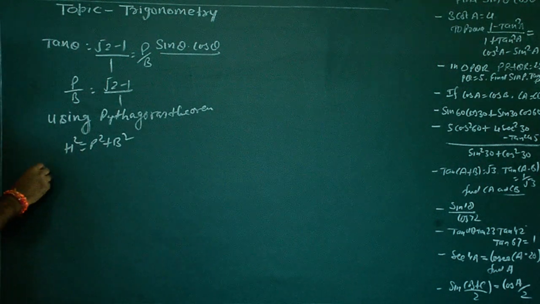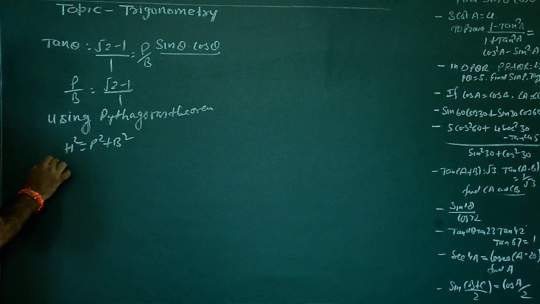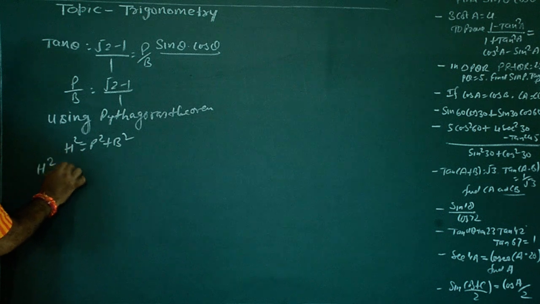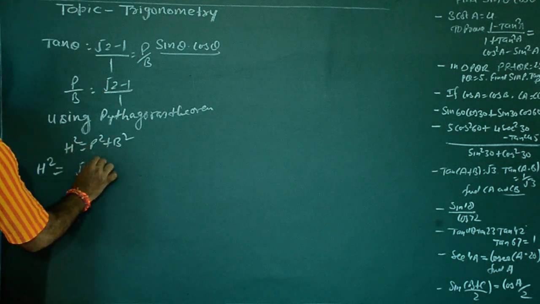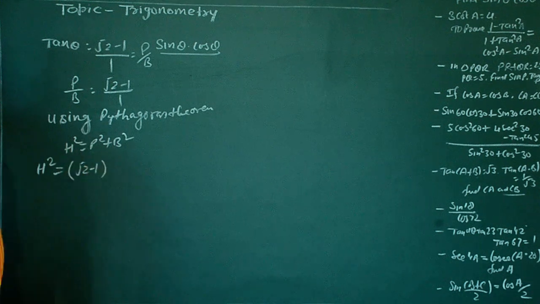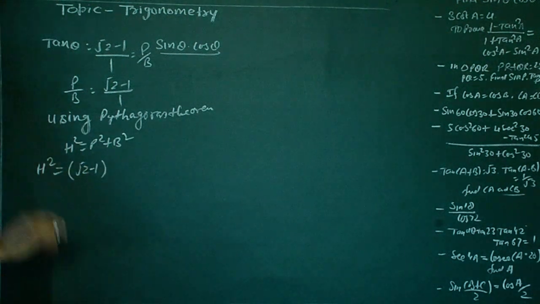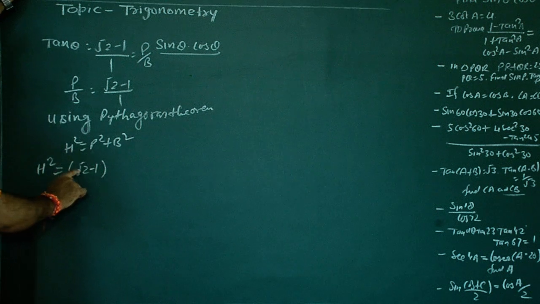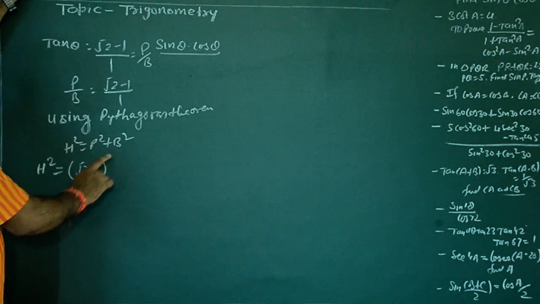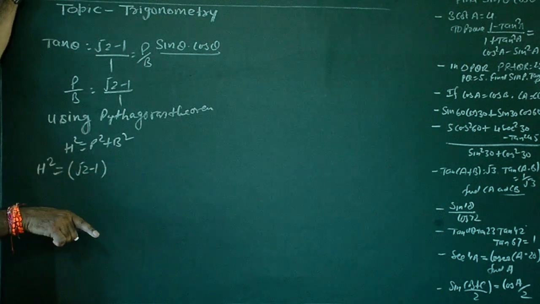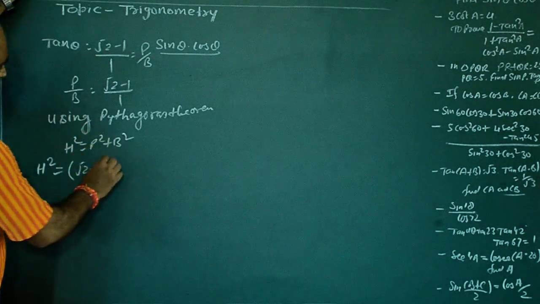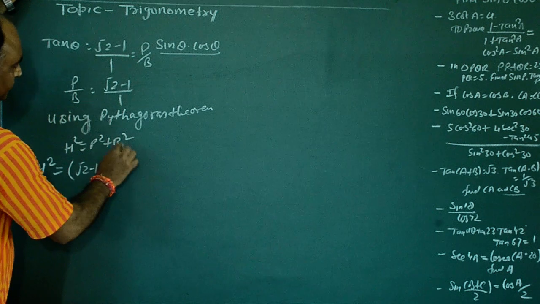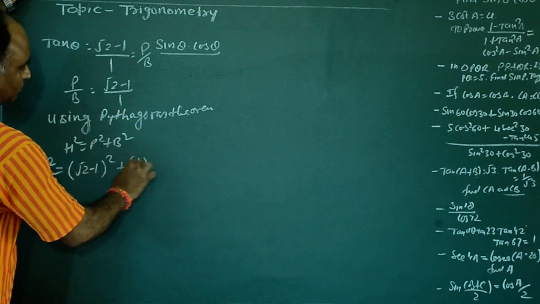In this question you have to find the hypotenuse, and you have the value for P, that is root 2 minus 1. I have already told you that you can put root 2 minus 1 into X or K, but I am not writing. Pay attention to this. And then P square and B, that is 1 square.